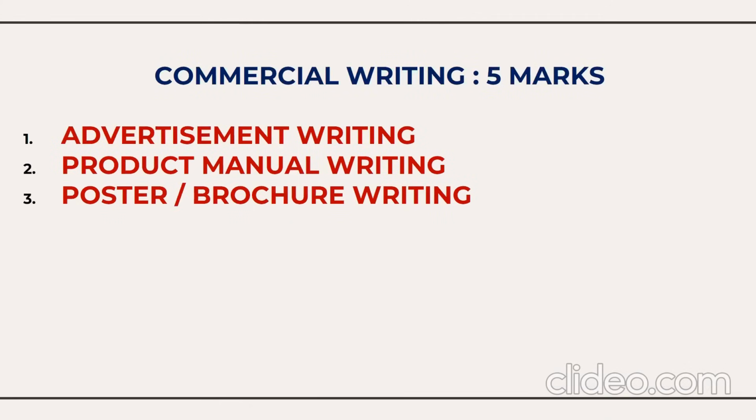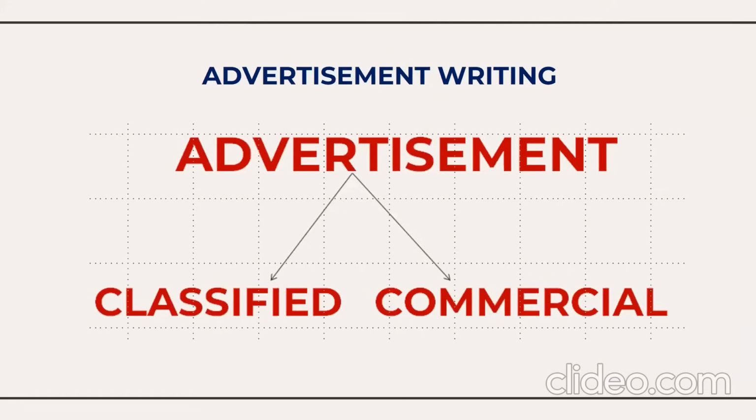Next, you have here the last topic of the syllabus. You have here commercial writing. That's for 5 marks. And here you have 3 topics: advertisement writing, product manual writing, brochure or poster writing. So any two will be given, and out of any two, you can opt for one. So advertisement writing, you have two types of advertisement. One is classified and another is commercial.